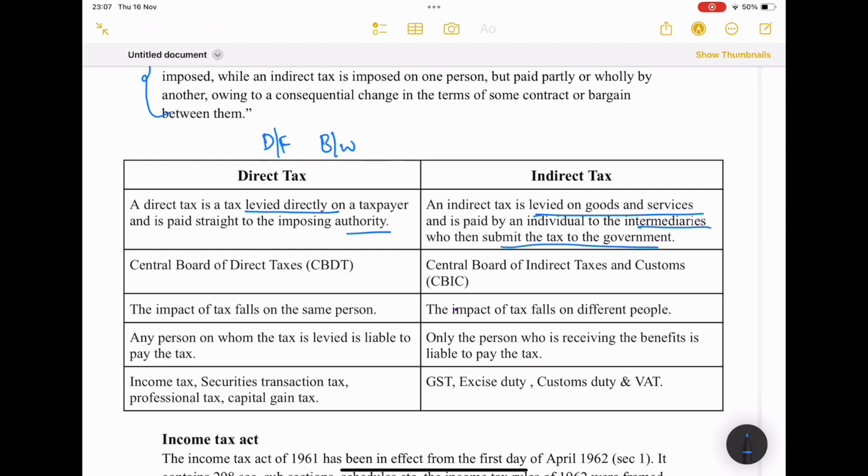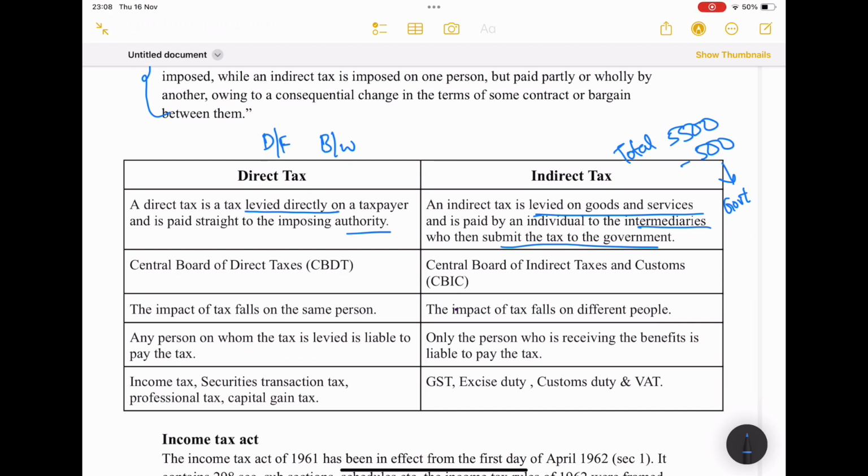So totally how much have I collected? 5,500 as the total amount, isn't it? So this 500 rupees which I have collected, now I am going to pay this to the government. Got it? This is how indirect taxes work.